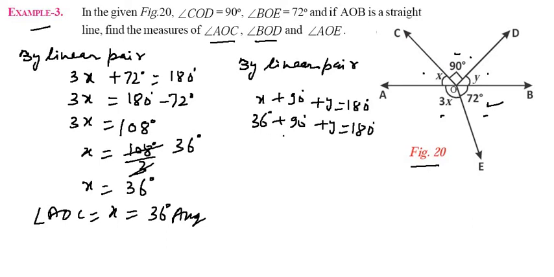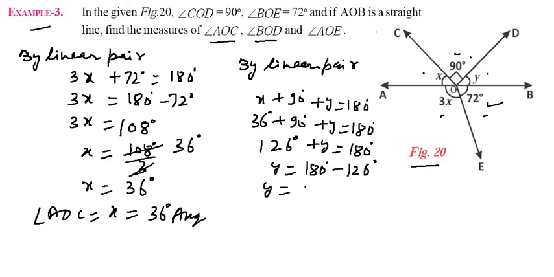So you can add them. 126 degrees plus y is equal to 180 degrees. So y will be equal to 180 degrees minus 126 degrees. So y will be equal to 54 degrees. As you know, y is BOD. So you have to write BOD is equal to y, and that is 54 degrees, and that will be your second answer. Now come to the AOE.